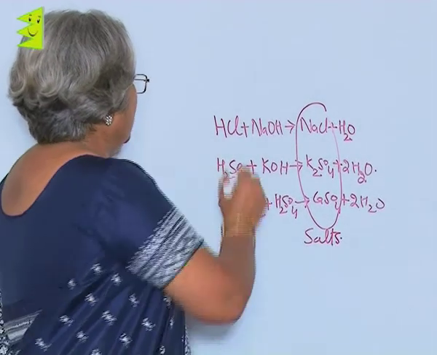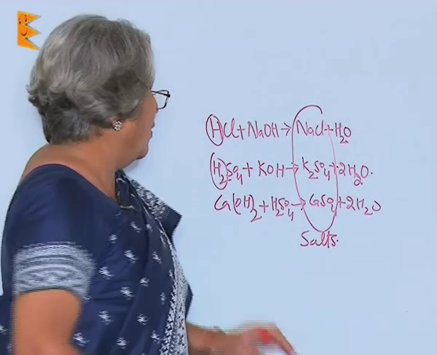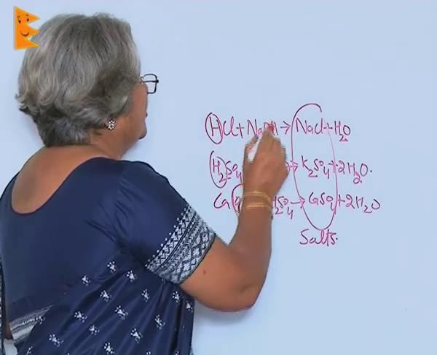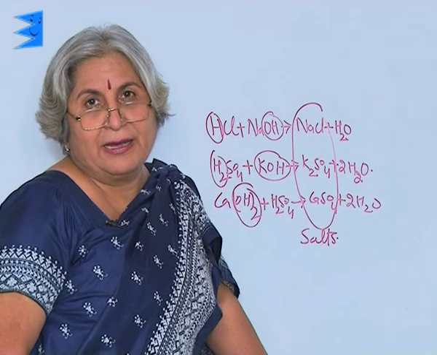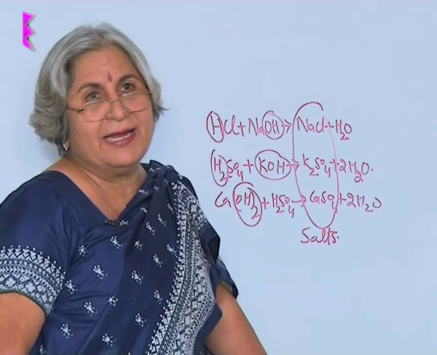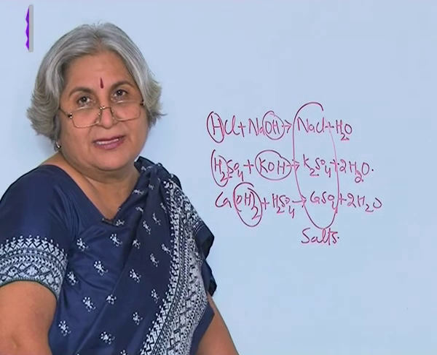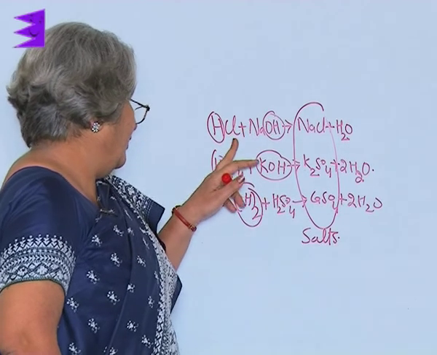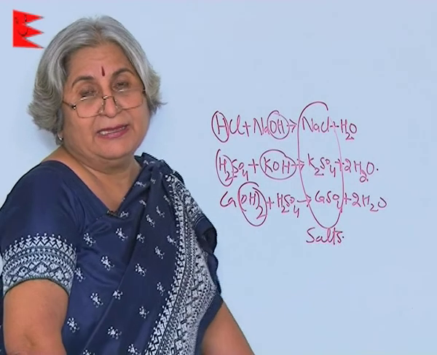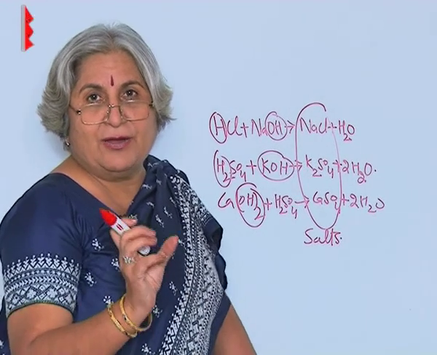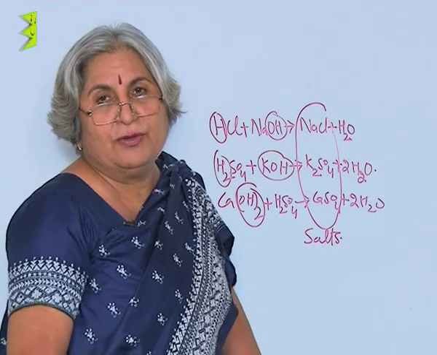You must have noticed in all acids there is always a hydrogen, and in all bases there is always OH, hydroxyl ion. So, hydrogen and hydroxyl ion combine to form water, while metal and non-metal combine to form salt. Sodium, potassium, calcium are all metals, and chloride, sulphate, or nitrate are non-metals.